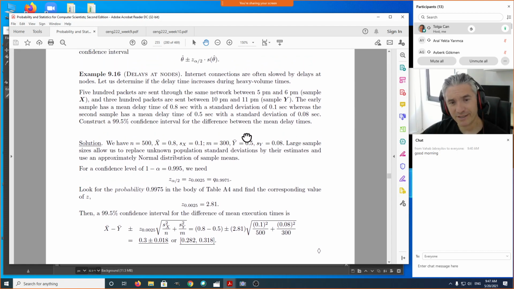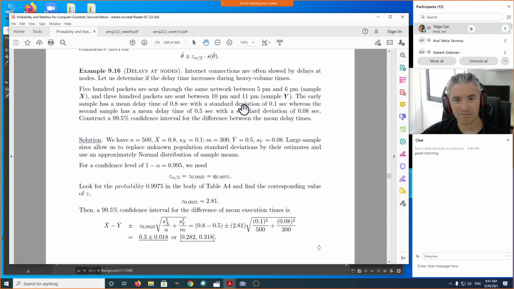In the case of large samples, you will be given a case if you read the example text. For example, 500 packets are sent through the same network between 5 p.m. and 6 p.m. This is sample X. And 300 packets are sent between 10 p.m. and 11 p.m., sample Y. So we collect two different samples at different time intervals, 500 and 300.